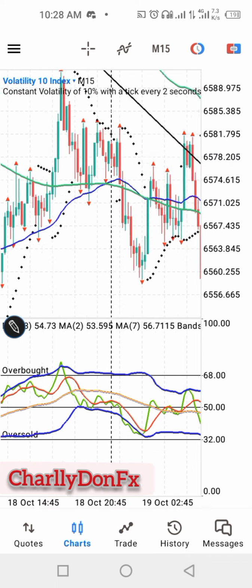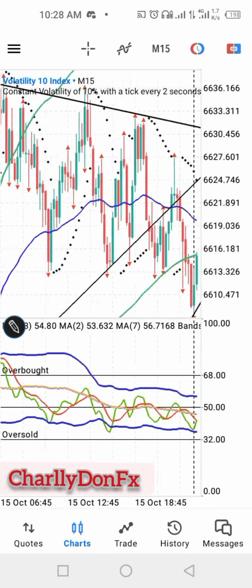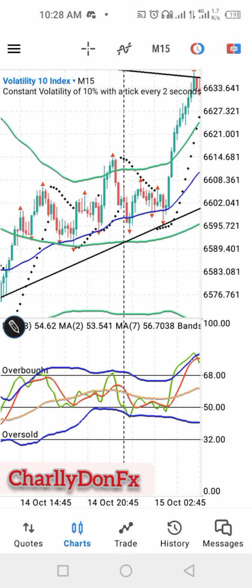Same thing applies to the buy region. Even when the price is buying, same thing applies.